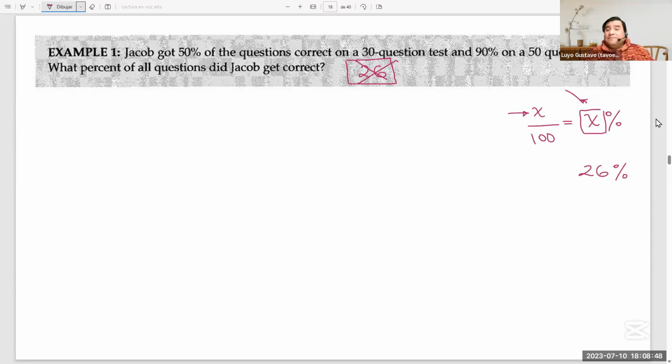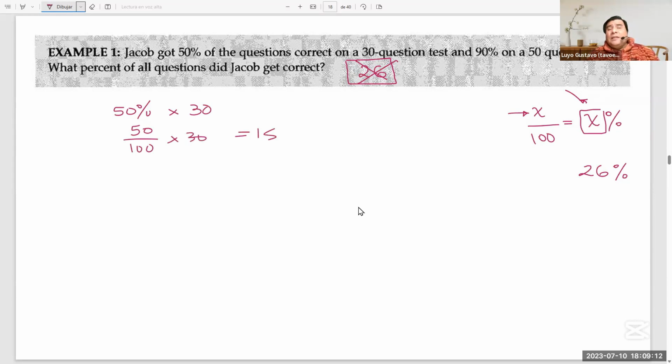So what is it? Several of you said 75. Is that the correct one? Here it says that 50% of the 30 question test, that is 50% of 30, which is 50 over 100 times 30, that is half of the 30, means 15.